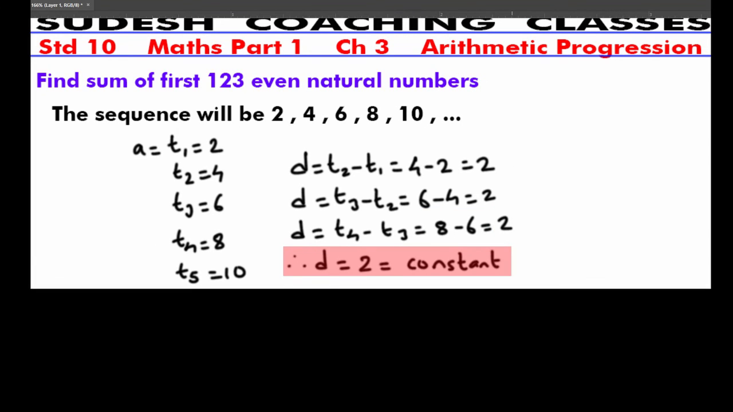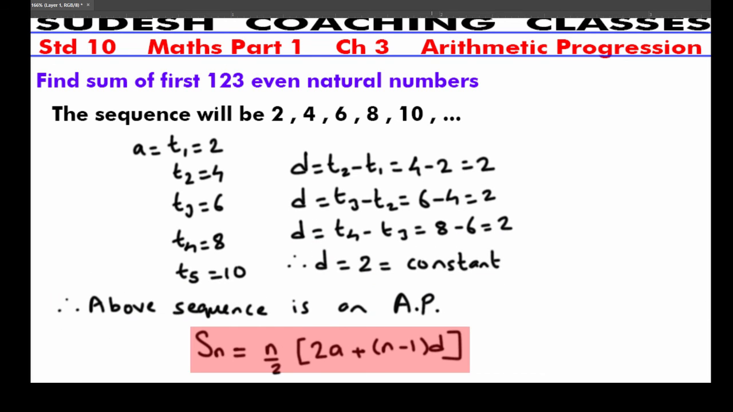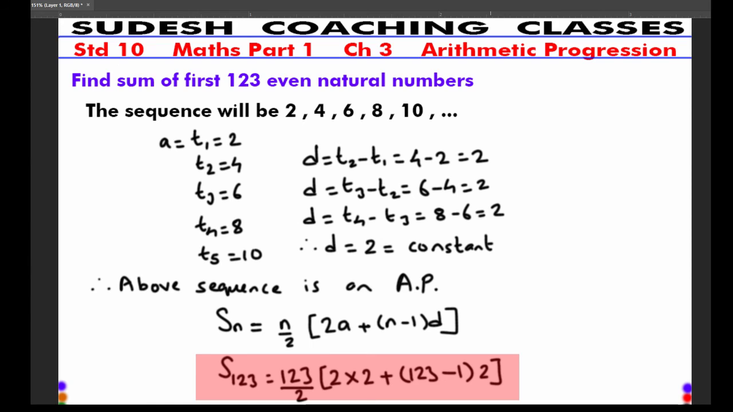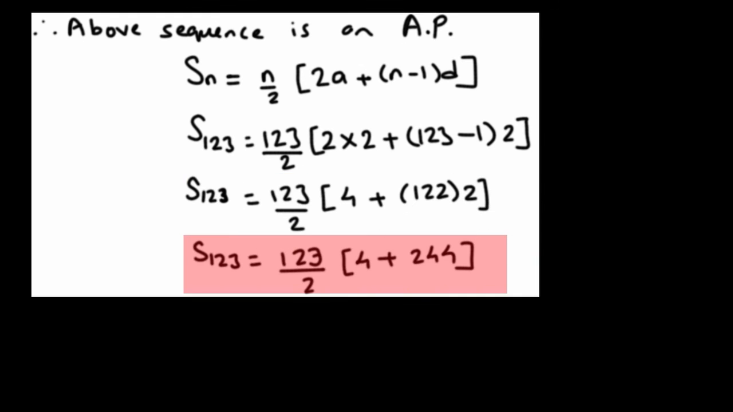So we find D is equal to 2, a constant, so it is an arithmetic progression, right? So we can use the formula for arithmetic progression. Sn is equal to n upon 2 into 2a plus n minus 1 into D. S123 is 123 upon 2 into bracket 2 into 2 plus 123 minus 1 into 2. 2 into 2 will give us 4, while 123 minus 1 will give us 122. Now let's multiply 122 into 2 and that will give us 244.